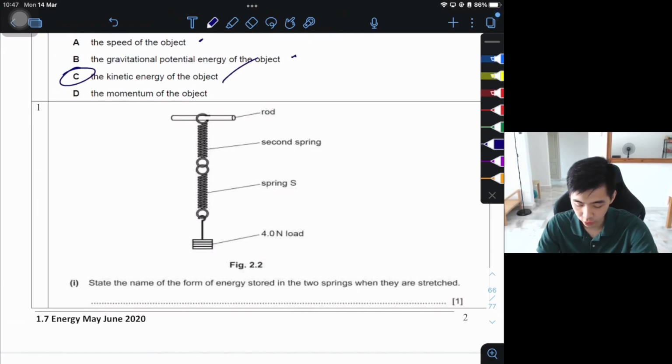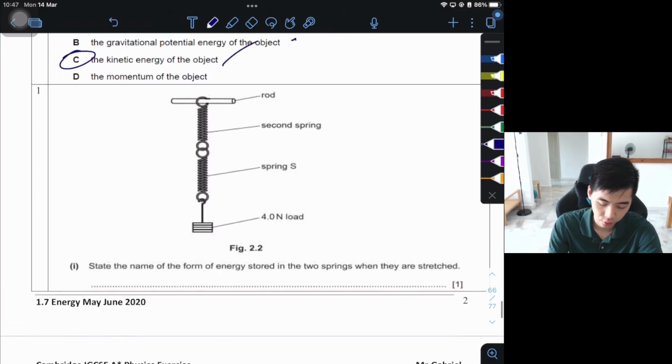State the name of the form of energy stored in the two springs when they are stretched. This is obviously going to be elastic energy.